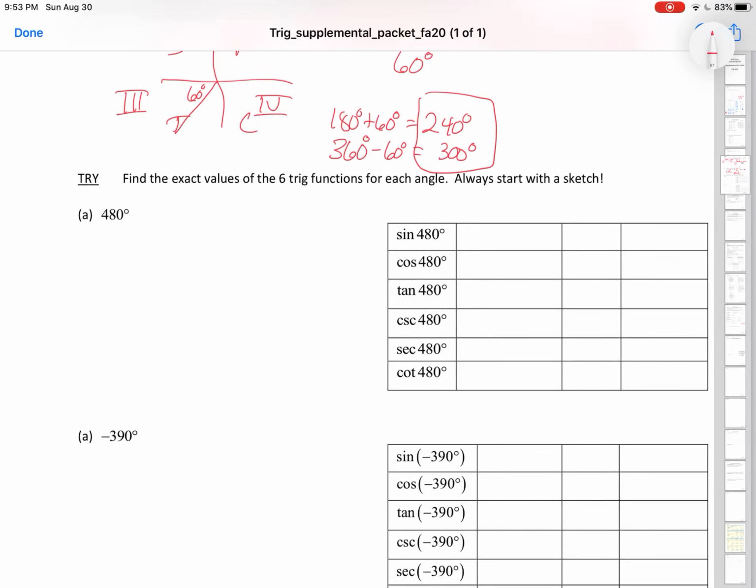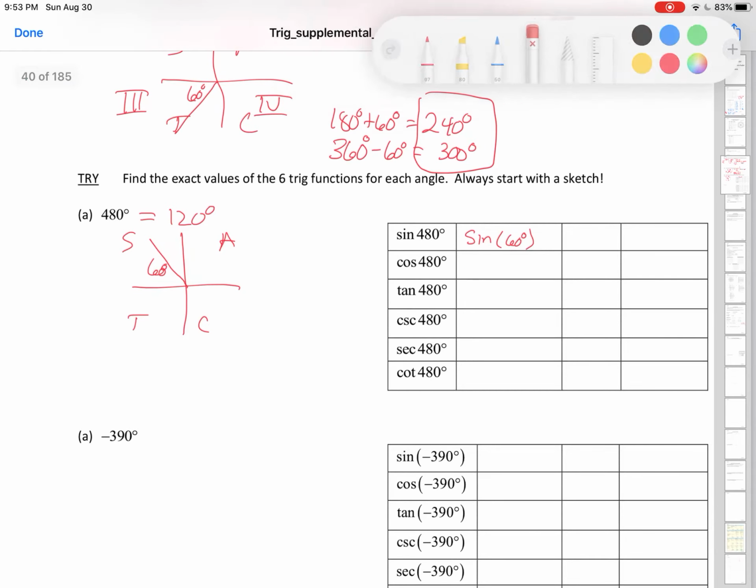And so what do I do? First, I would subtract 360 and realize that this is 120 degrees. So then I would say, well, where is 120 degrees? Second quadrant, 60-degree reference angle. Okay, so second quadrant, sine's positive. I don't know why they have all these boxes. I would have said that this is the sine of 60 degrees.